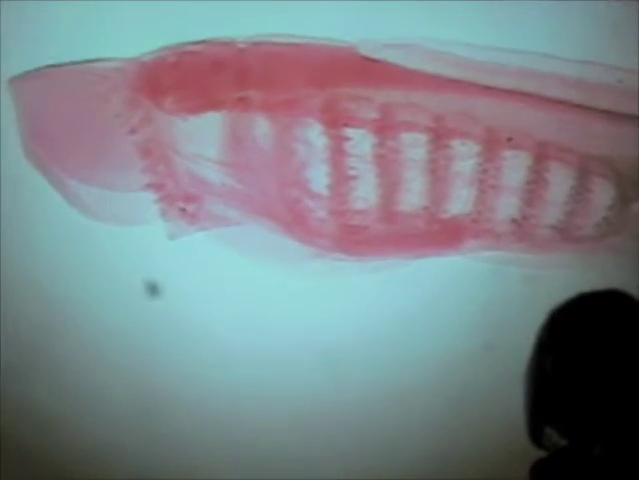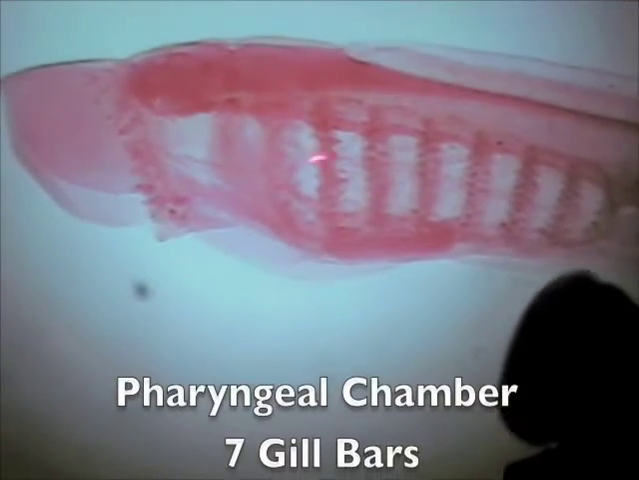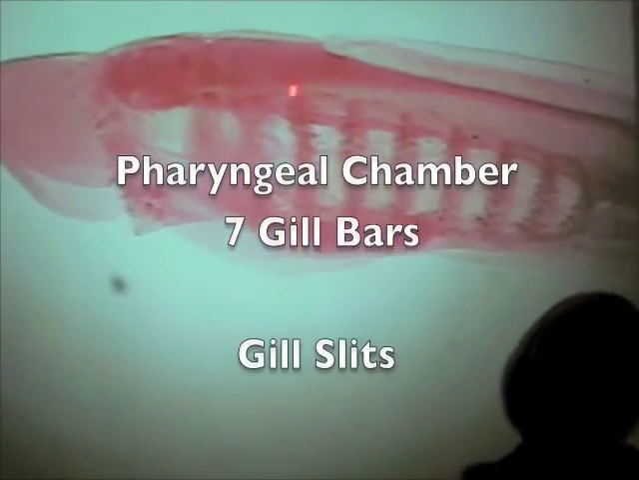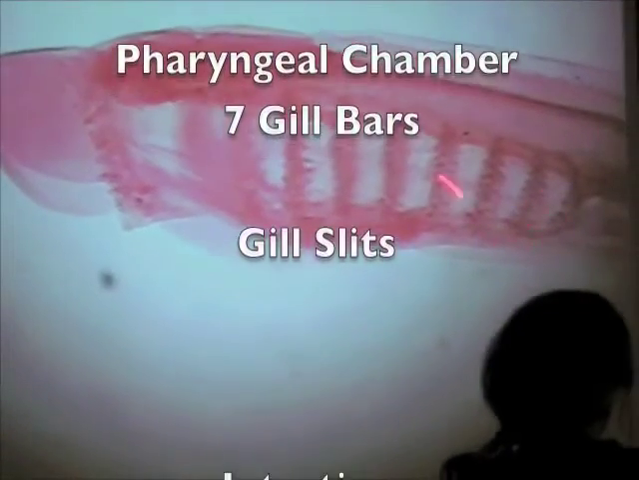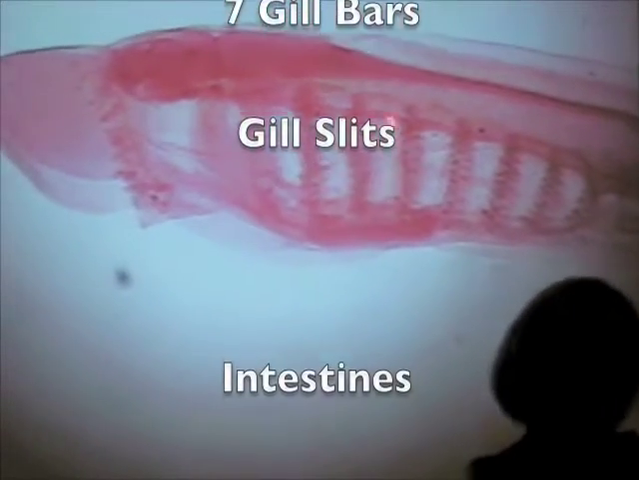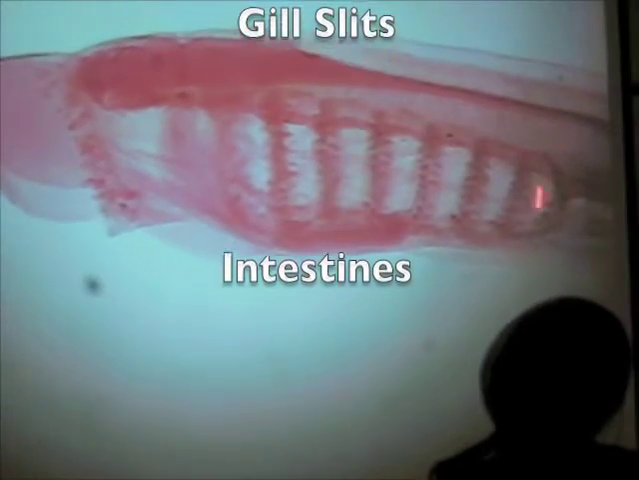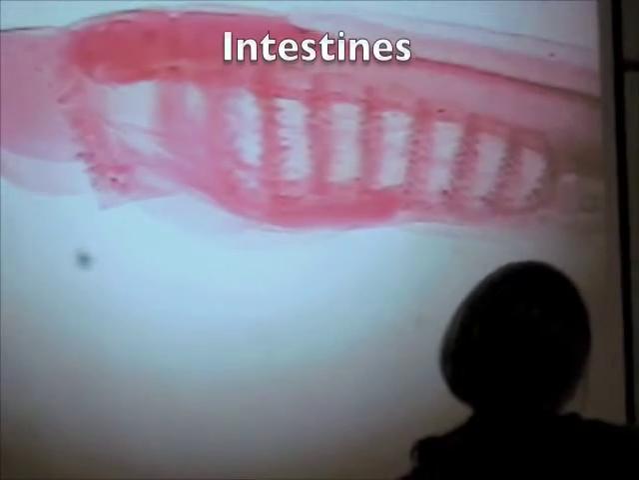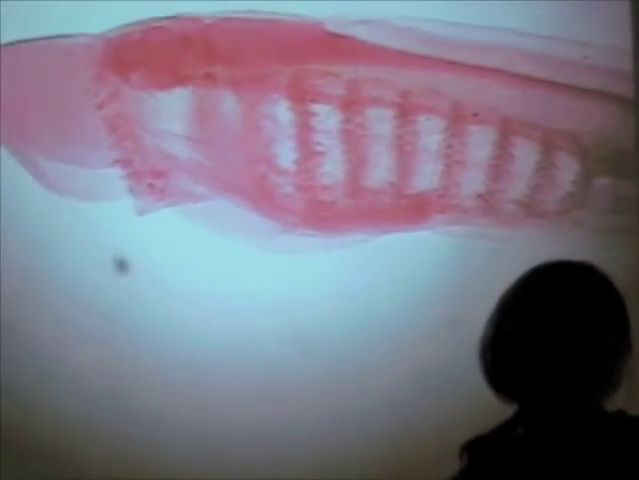And then you can see where this leads in. Here is the pharyngeal chamber. You can see the gill bars. Notice how you count 1, 2, 3, 4, 5, 6, 7. And you've got the gill slits right through here. Everybody see the gill slits? I'm going to follow this.